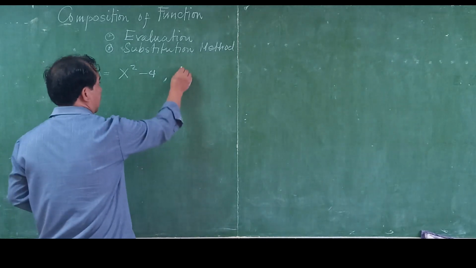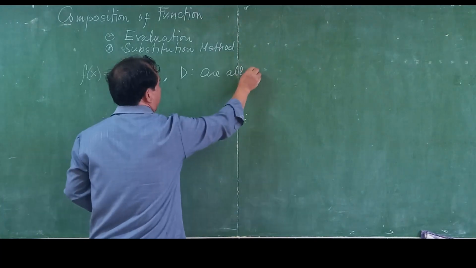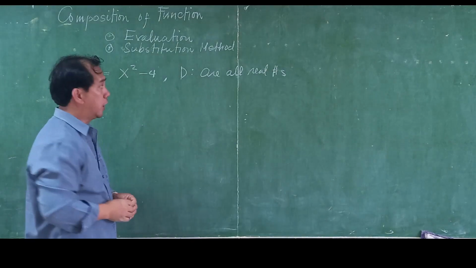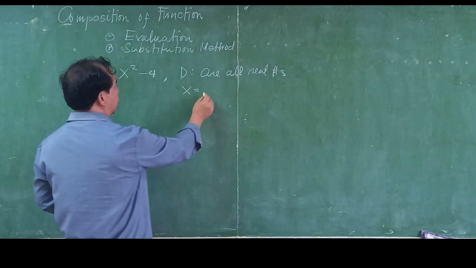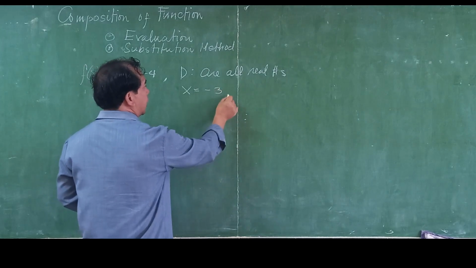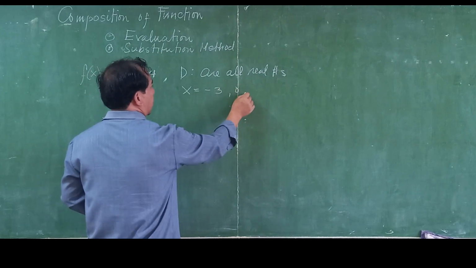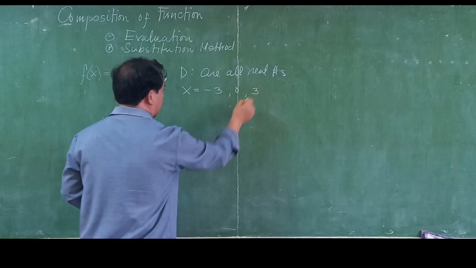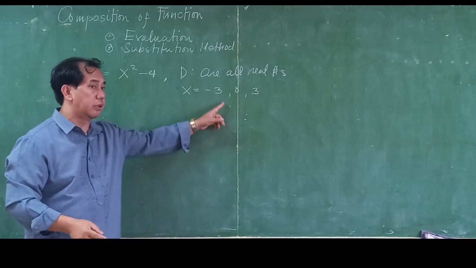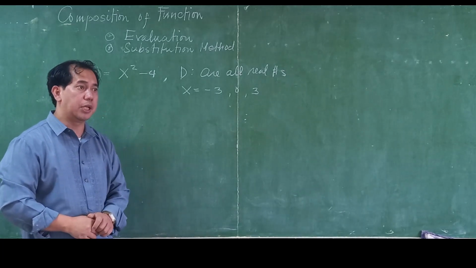So if the domain is all real numbers, we can assign the value of x. It could be negative numbers. It could be negative 3. It could be 0. It could be positive 3. Or all negative, all positive, including the 0. So that is the meaning.